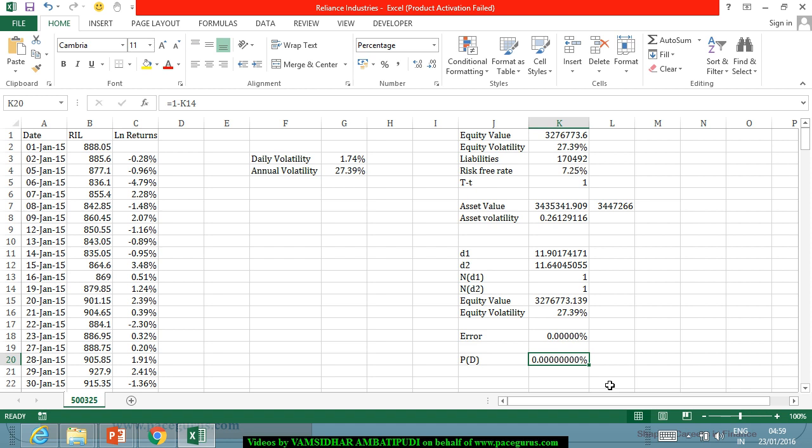I hope you have enjoyed and got a good understanding of using the Merton model to find out the probability of default. Thanks a lot for listening to this session.